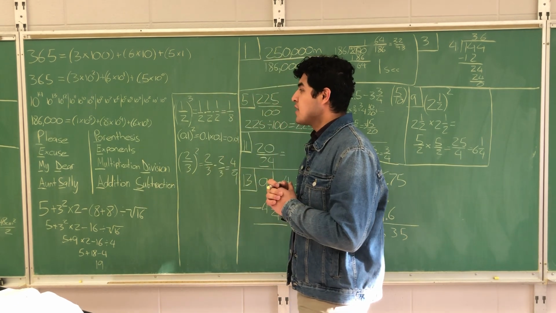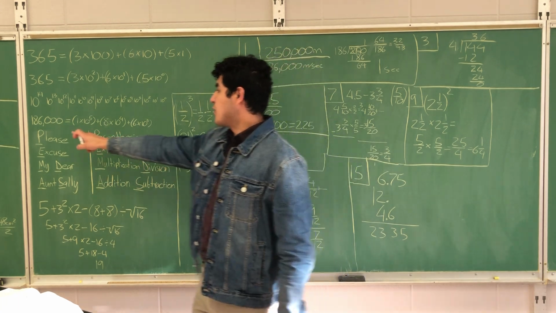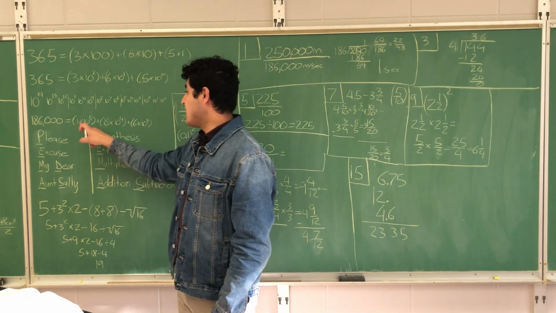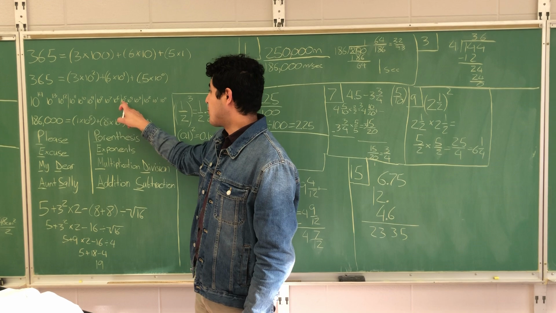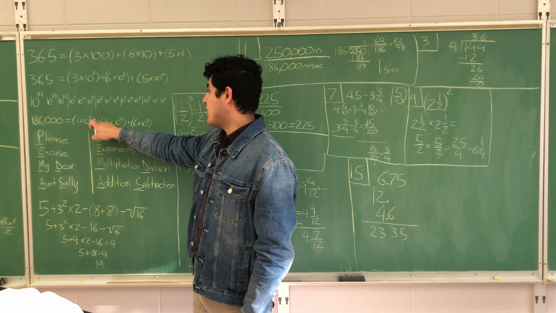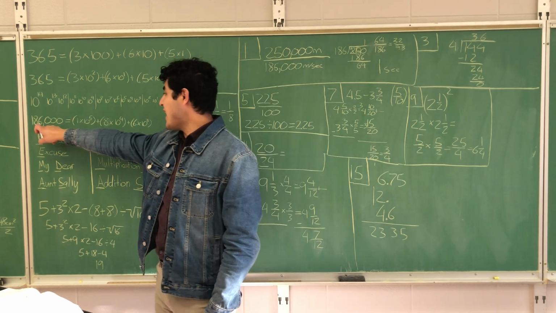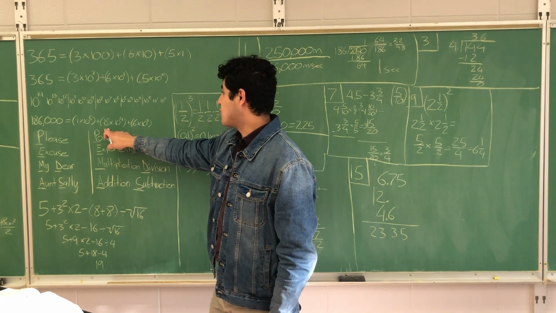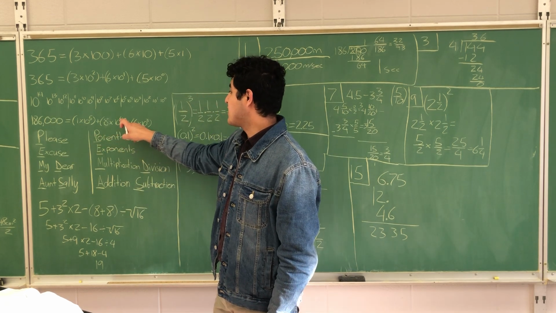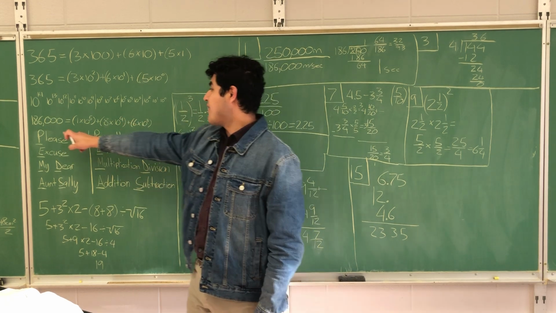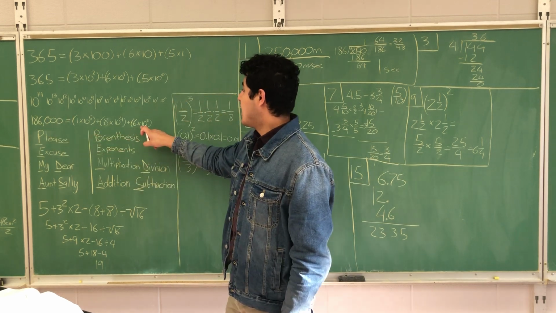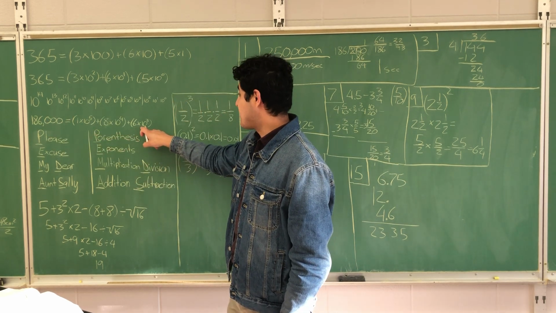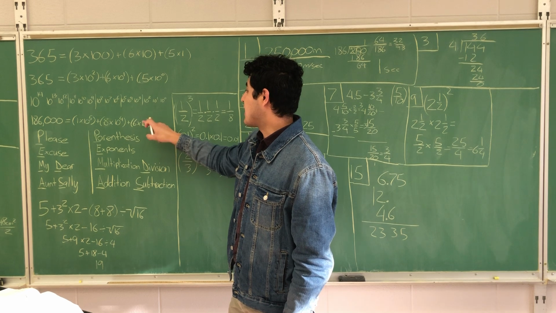So here we're going to do the same thing. We've got the 1 in the hundred thousands place, represented by 10 with an exponent of 5. Then we have the 8 in the 10,000s place, represented with an exponent of 4, and then the 6 in the thousands place, represented with an exponent of 3.